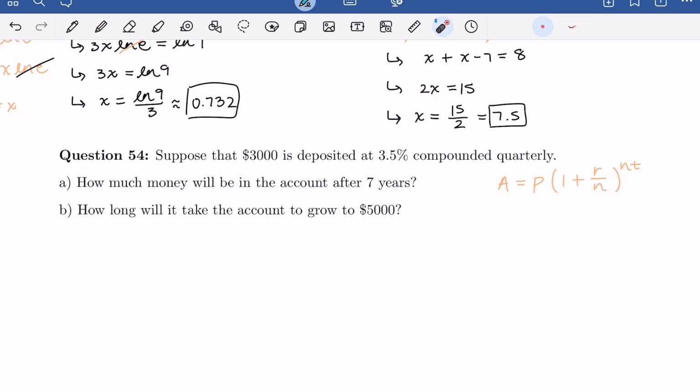Now for the last several questions here, we're going to be switching gears a little bit. We're going to be looking at application problems. So for question 54, we're going to be looking at compound interest.